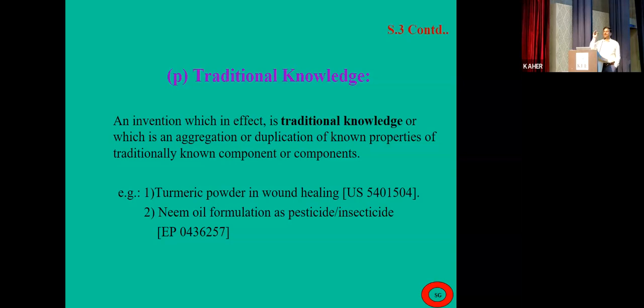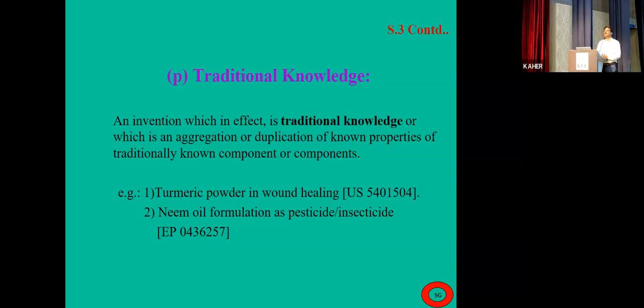You might also have heard about the turmeric patent. In the US and in Europe, there is one case, you can Google it. It is the use of turmeric for wound healing. It was patented by someone in the US, not in India, because it is very well known traditional knowledge in India. We cannot grant it because there is a restriction on traditional knowledge. So this turmeric powder in wound healing, this is the US patent number which was granted, and it was opposed by CSIR, a government wing.